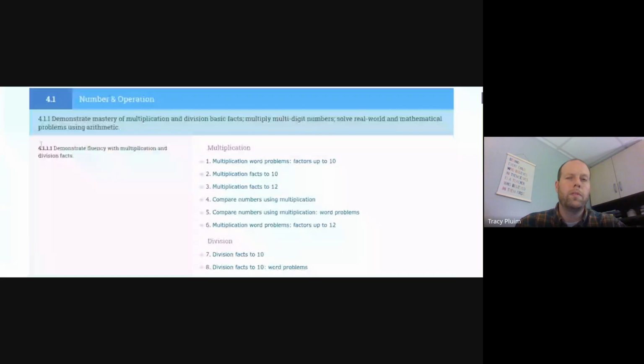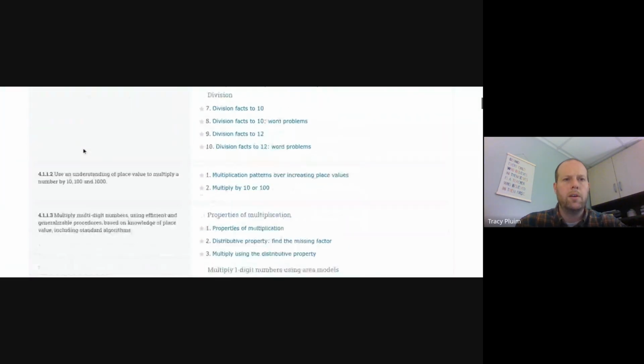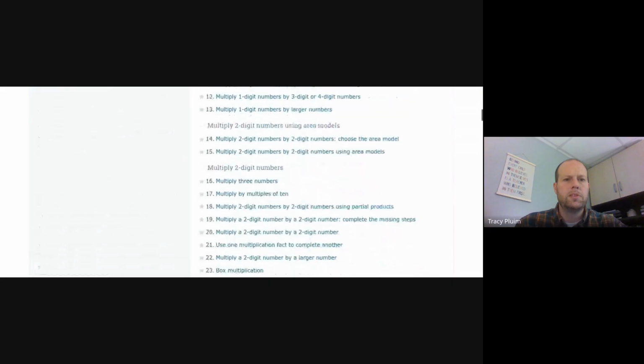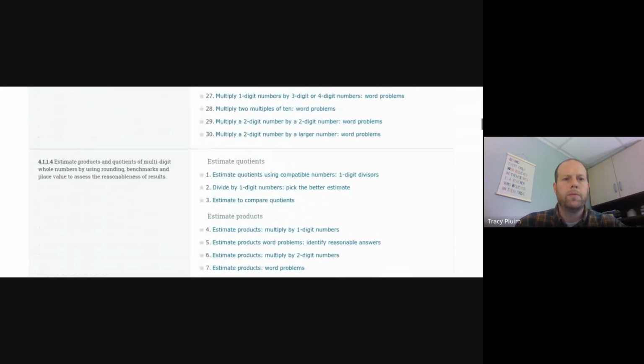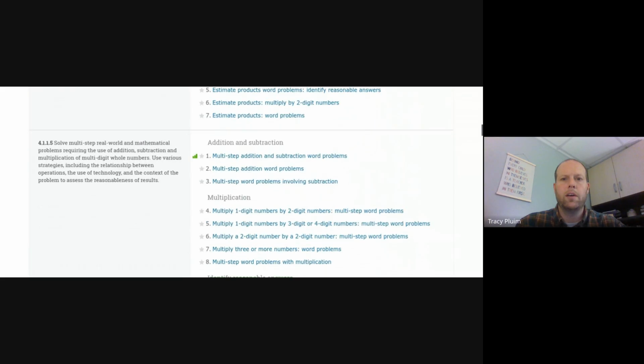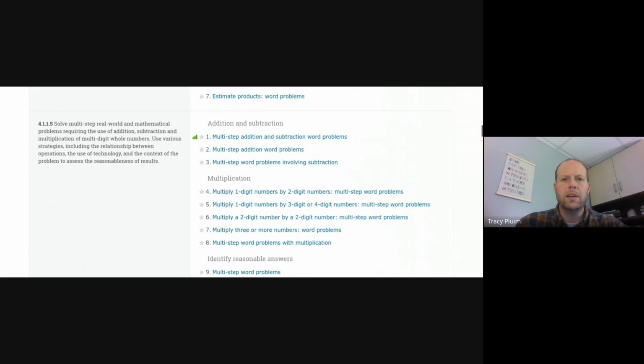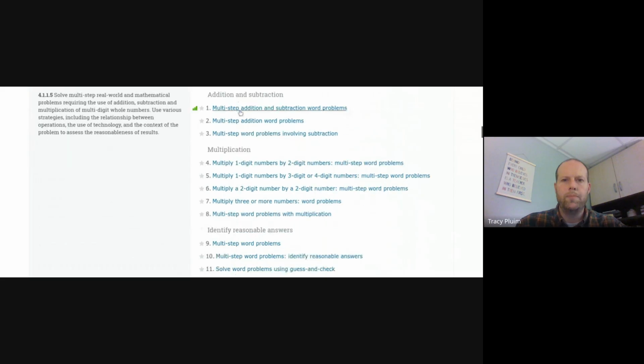So again, the one we're focused on is 4115. This one's 4111, so I'm going to keep scrolling down. There's 2, there's 3, here's 4114, and here's 4115. So here are the different skills that I could have my child work on at home too. I would start at the beginning, so addition, subtraction, and then work my way up to additional skills. So that's an example of IXL.